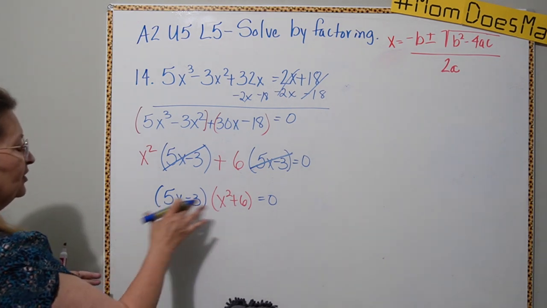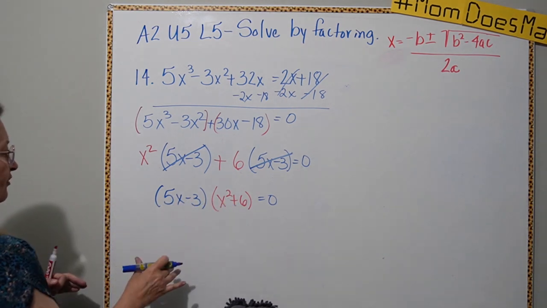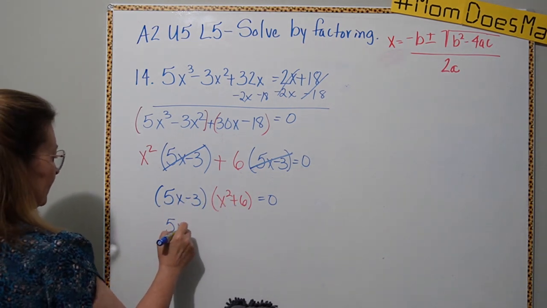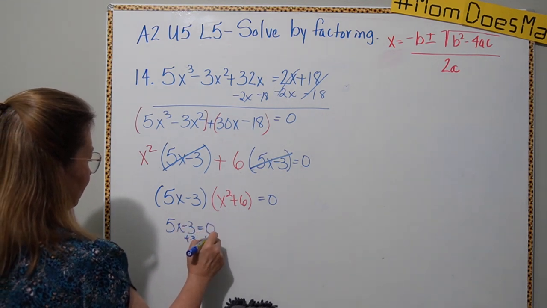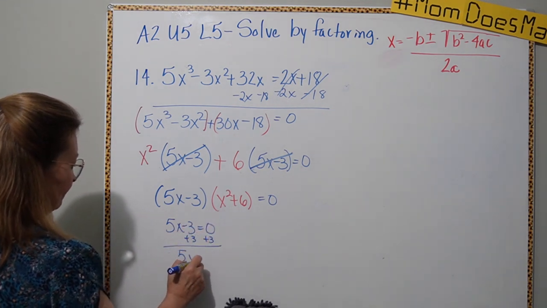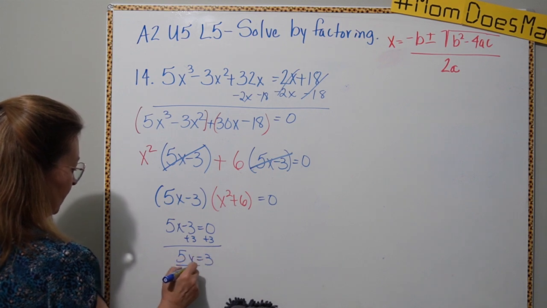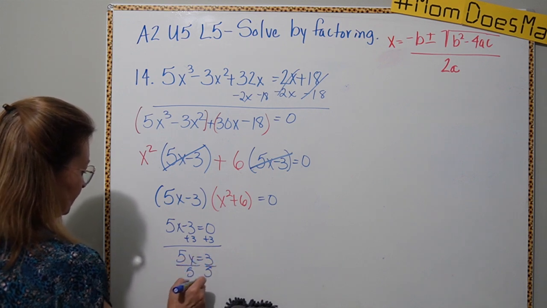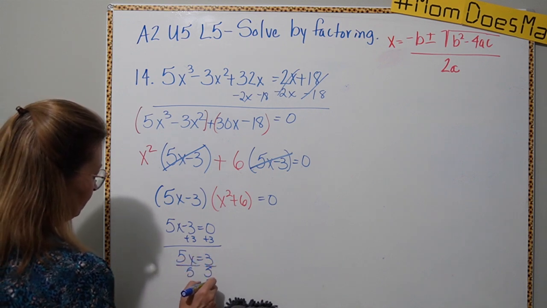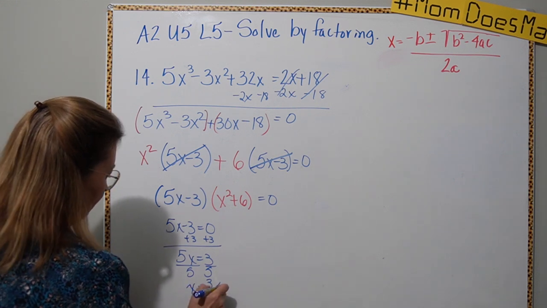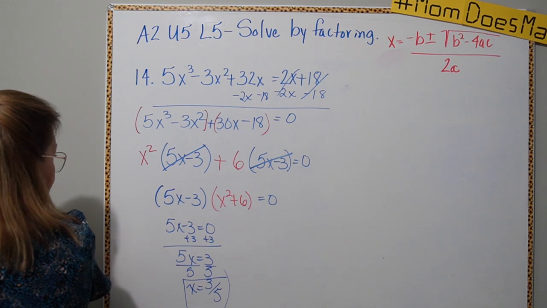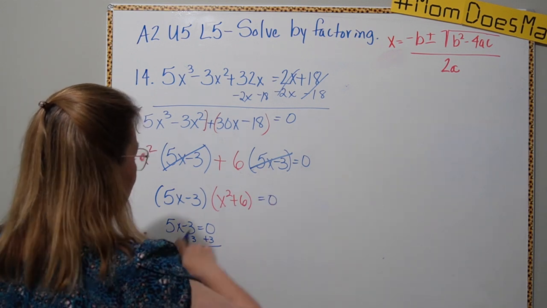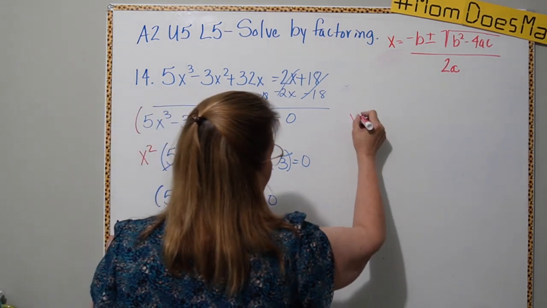Okay, so now I'm going to take each one of these and solve it for 0. So let's take the 5x minus 3 equals 0. You would add 3 to each side. So now you have 5x is equal to 3. Divide by 5. So x is equal to 3/5. So there's one answer.